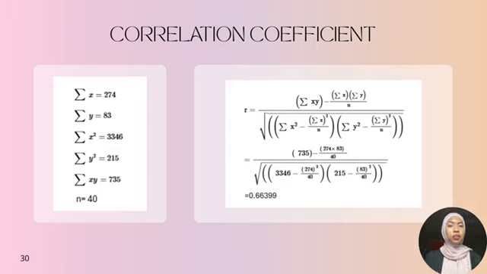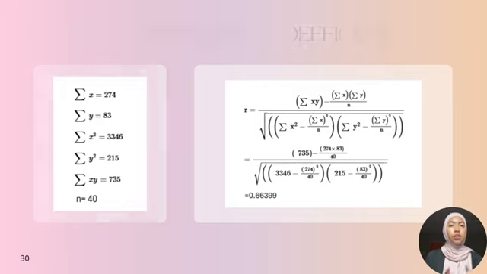The formula for the correlation coefficient is shown on the slide. After substituting all the values into the formula and simplifying, the calculated value of R is 0.66399. Since the value of R is 0.66399, this indicates a moderately positive correlation between study room usage and the average study duration per week. This means that as the frequency of using the study room increases, the average study duration also increases.